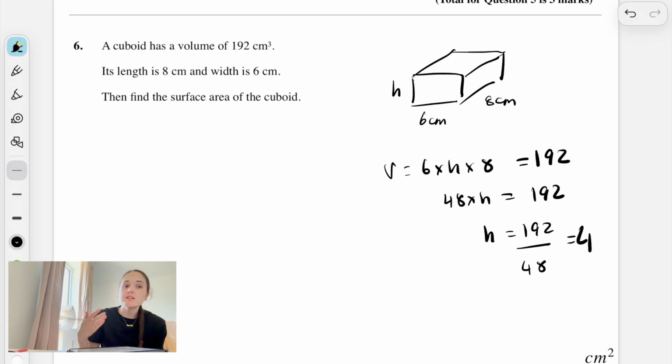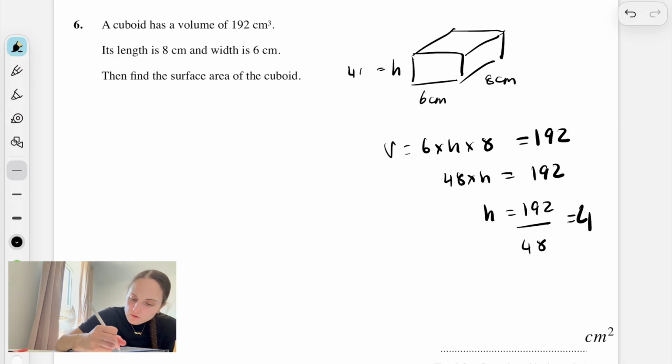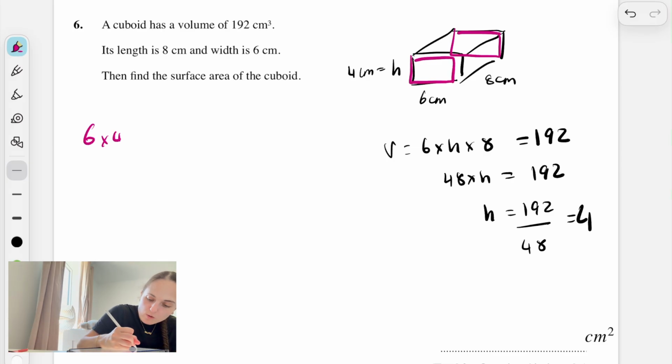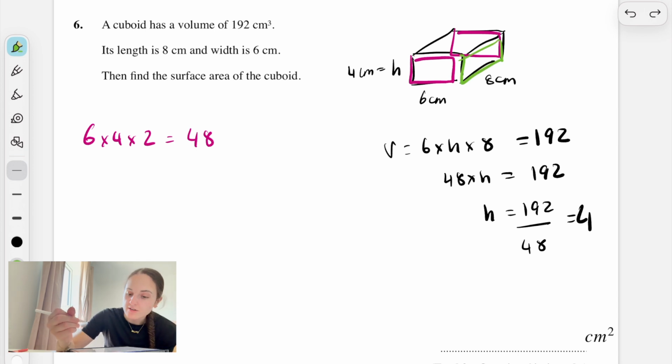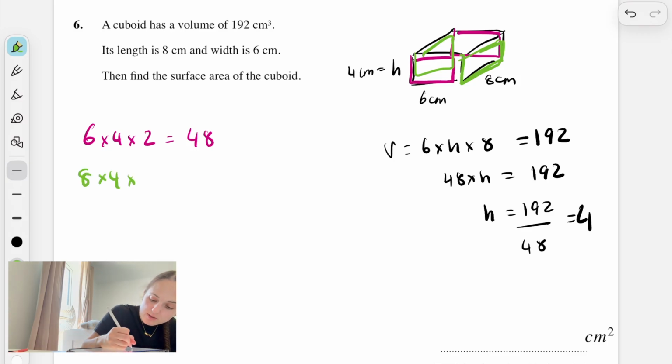So now to work out the surface area, I need to work out the area of each of the faces. If the height is equal to 4 centimetres, I need to do the area of this face plus the area of this back face. So it's going to be 6 times 4 times 2 because there's 2 of them. 6 times 4 is 24 and 24 times 2 is 48. So now we need to do the area of the sides. So we have this 8 by 4 and then the other one which is 8 by 4. So it's 8 times 4 times 2 because there's 2 of them. So 8 times 4 is 32 and 32 times 2 is 64. So that's the area of both of those.